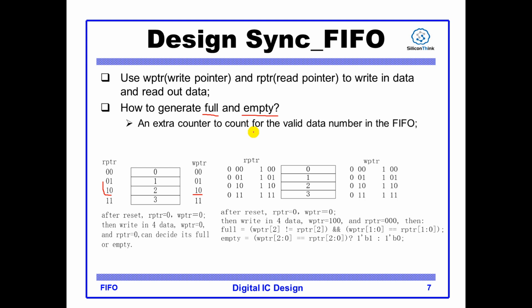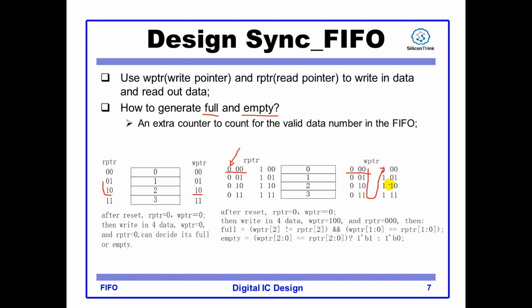Some engineers have invented the method of adding one extra bit to the pointer. So you can get the full and empty status from the value of the 2 pointers. For example, if they both reset to 0, and we push 4 data in the FIFO, the write pointer will count from 0 to 3, then go to the value of 4.